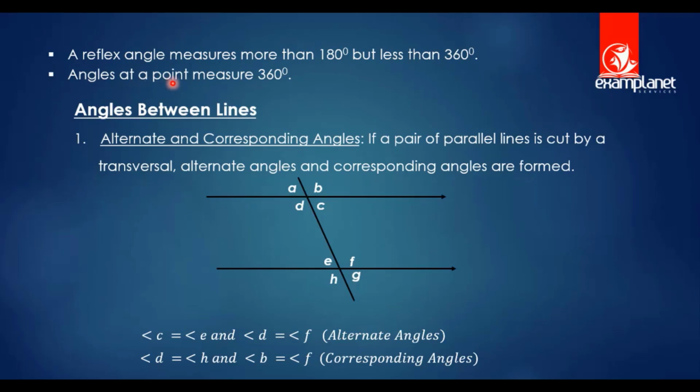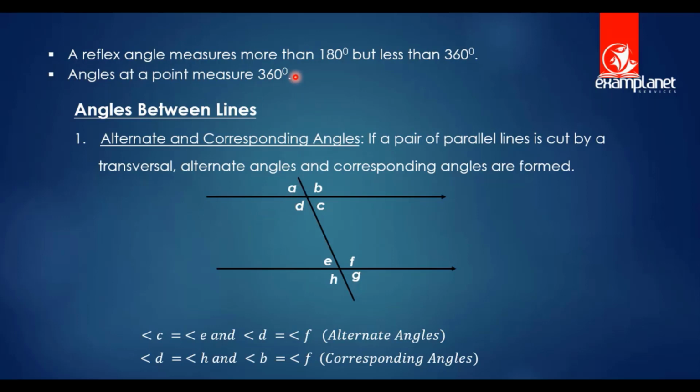Now we have angles at a point. Angles at a point measure 360 degrees. They are angles that can form a closed circle. The total is 360 degrees. Out of these angles, it is not majorly about the names. It's for you to be able to recognize them, and that is what helps you to know the values of the angles, when you see an angle on a straight line, or angles at a point.